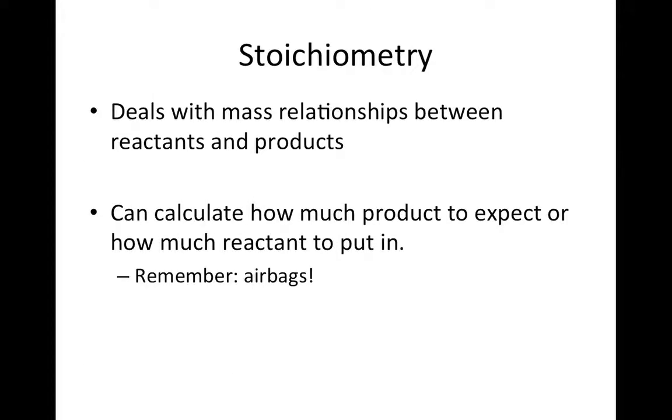So again, if you didn't get this in class, you might want to jot this down now. Stoichiometry deals with mass relationships between reactants and products. Just like ingredients in your recipe, I want 3 times as much flour as this ingredient. Stoichiometry is dealing with the same thing. I want 3 times as much aluminum as I want oxygen in this reaction. Okay, so we can use that to calculate how much product to expect or how much reactant to put in.